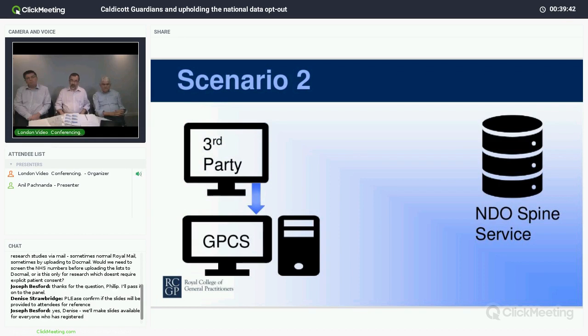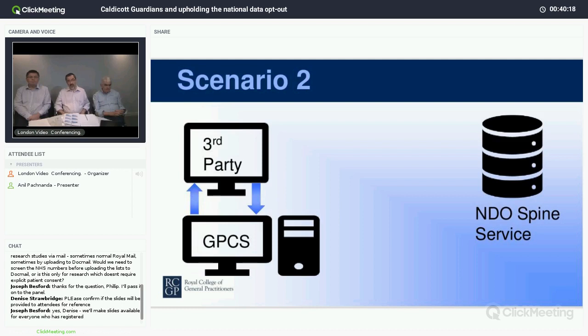The second scenario is where we actually have a third-party system which is using confidential patient information from the GP clinical system, but possibly for both individual and other uses. So the third party requests information from the GP clinical system, which sends it back to the third party supplier. That may, for example, be to run an appointment system. However, it may also be used for service management, planning, or other uses.